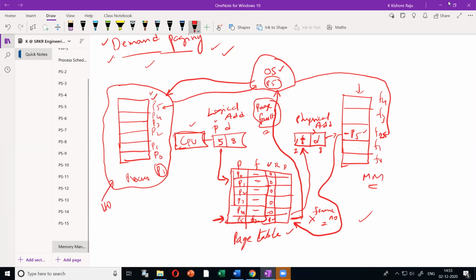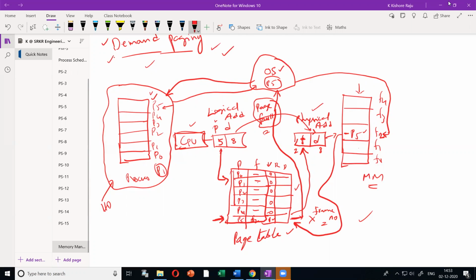The fifth page is loaded, and the information about which frame that page is loaded into is immediately updated in the page table, and its corresponding valid bit will be set. Then that information will be given to the CPU. Then the CPU will ask again for P5. Now the valid bit is 1, so a page fault will never occur because the page is allocated to a frame. Then immediately the frame number will be returned, and the offset will be transferred as it is.